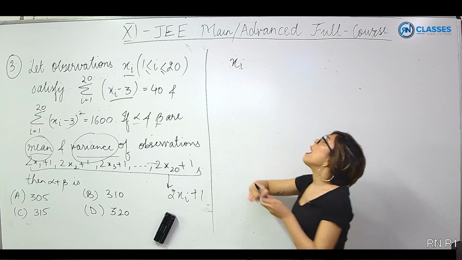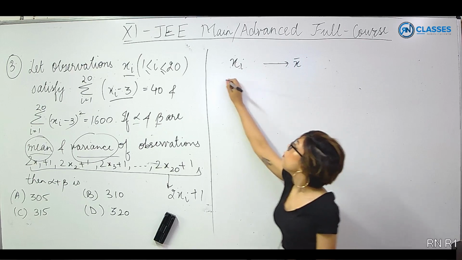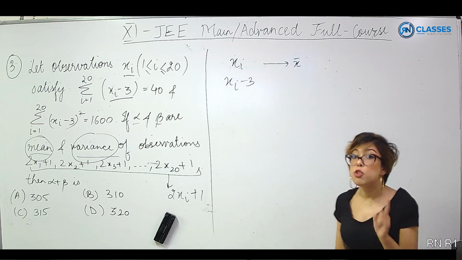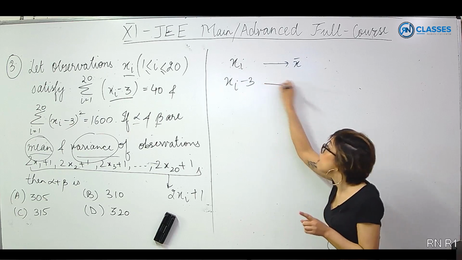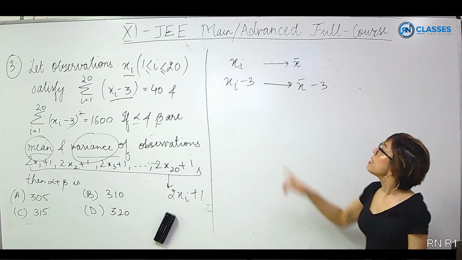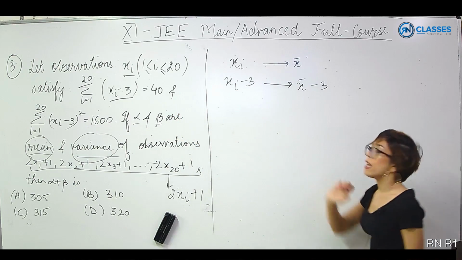Right? Now, if the mean for xi is x bar, can you tell me what will be the mean for xi minus 3? Each observation has been reduced by 3. That means the mean would be reduced by 3. Logical? Right? So that means if I can find out the mean for this one, which I can easily do, I can find out x bar.